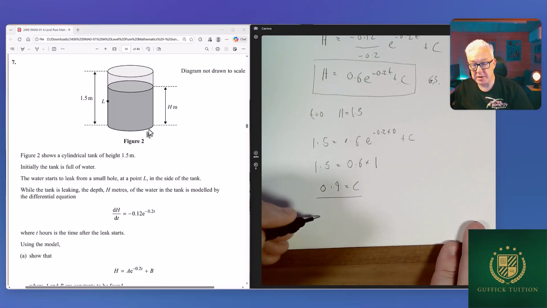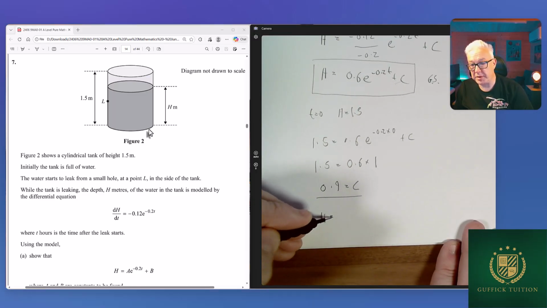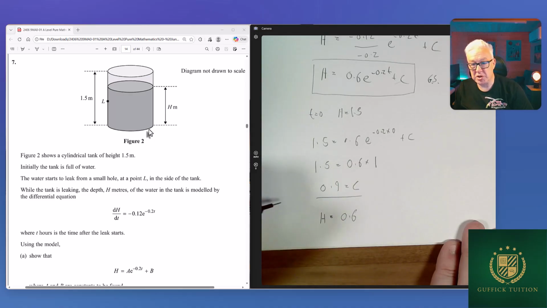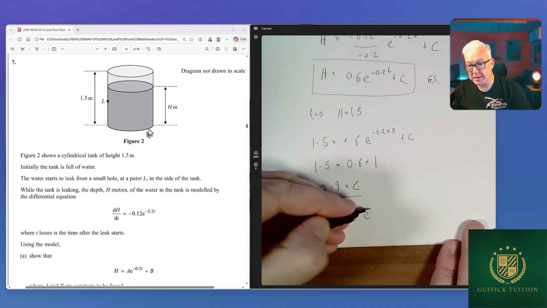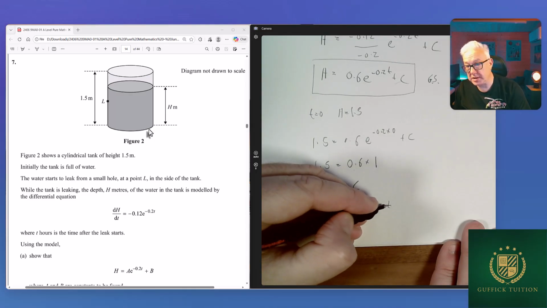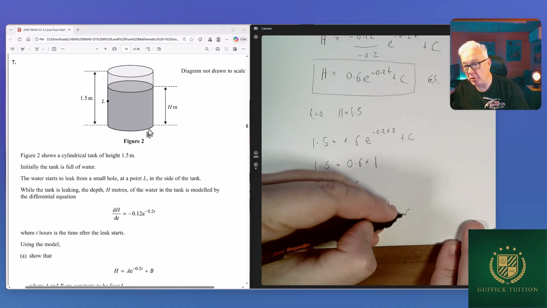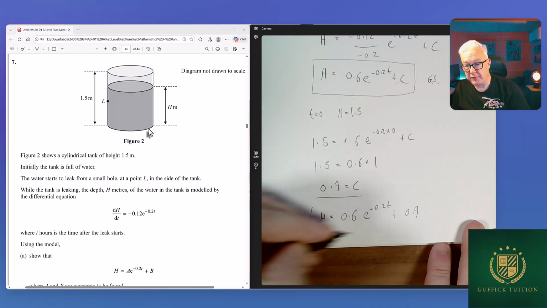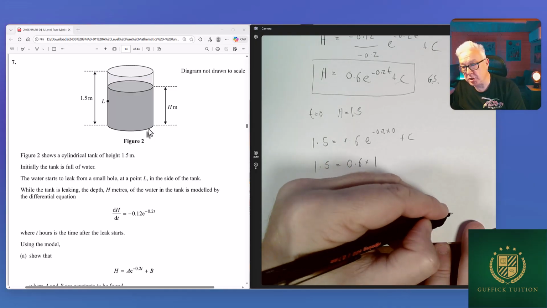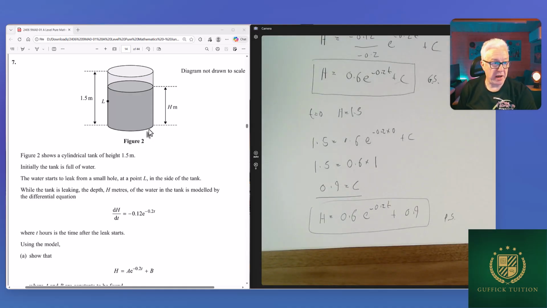So this means we're in a position now to write down our particular solution, which is going to be 0.6 e to the minus 0.2t plus 0.9. And that is our full particular solution. In other words, we found out what the values of the constants a and b are. Very good. Let's see what's next.